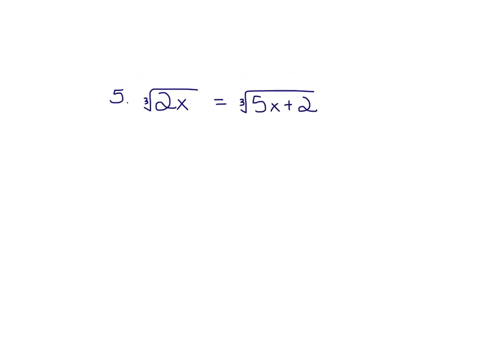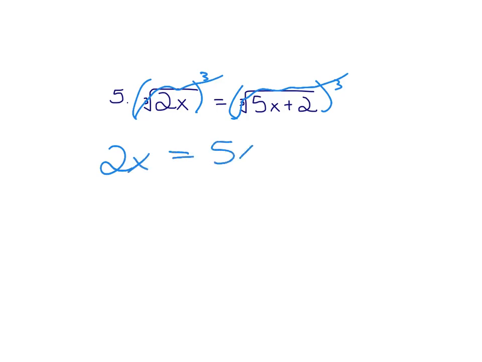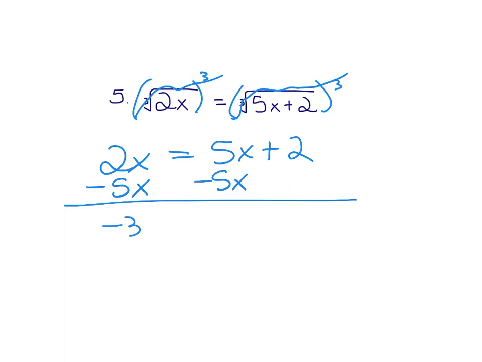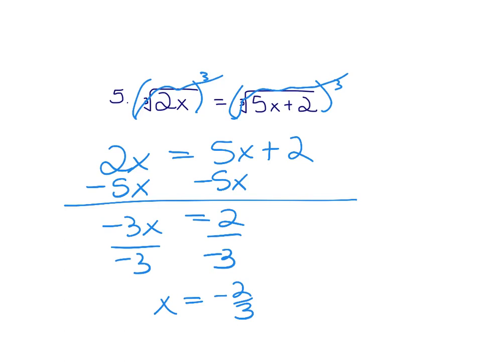Next one, notice it's already isolated for us, so all we have to do is cube both sides. So raise this side to the 3rd, this side to the 3rd, it'll cancel the radical, and I'm left with 2x equals 5x plus 2. Move the 5x. Negative 3x equals 2. Divide by negative 3. And x equals negative 2/3. It's a cube root, so I don't need to check. So I'm done.